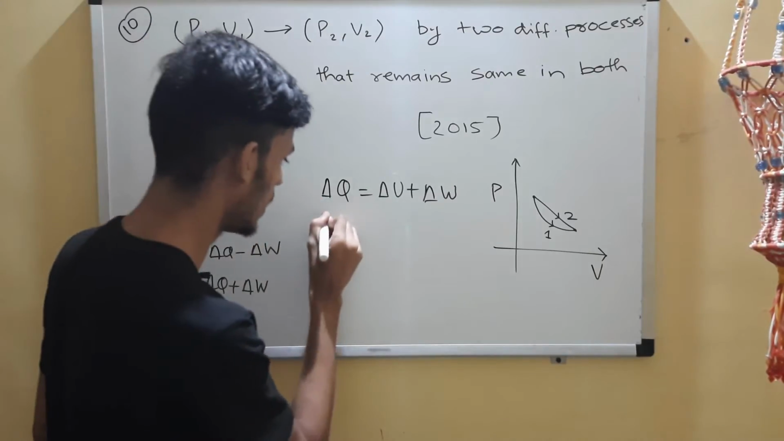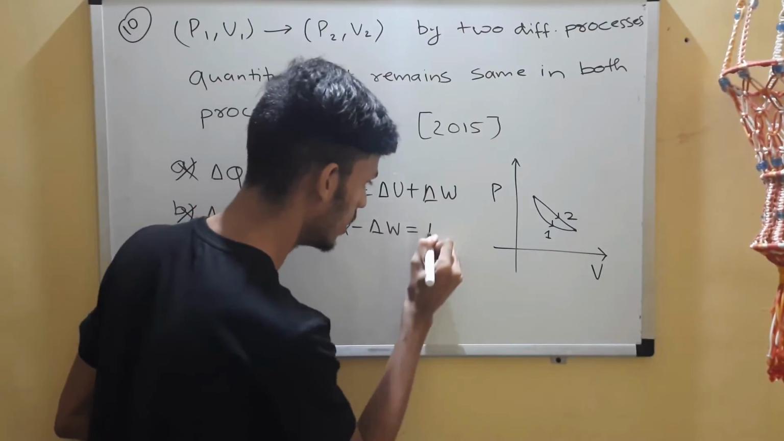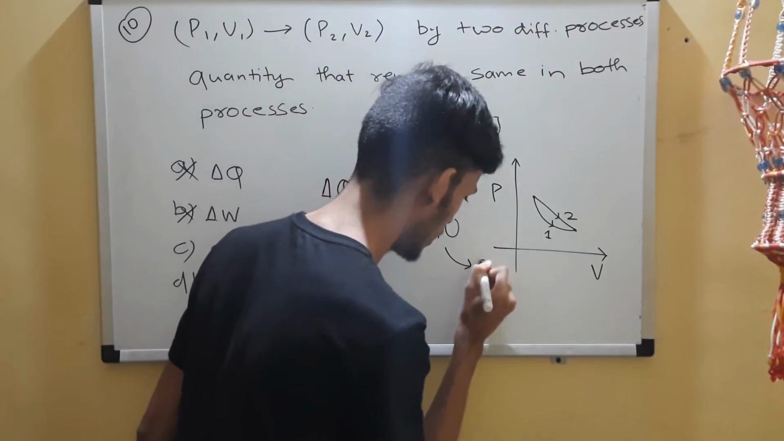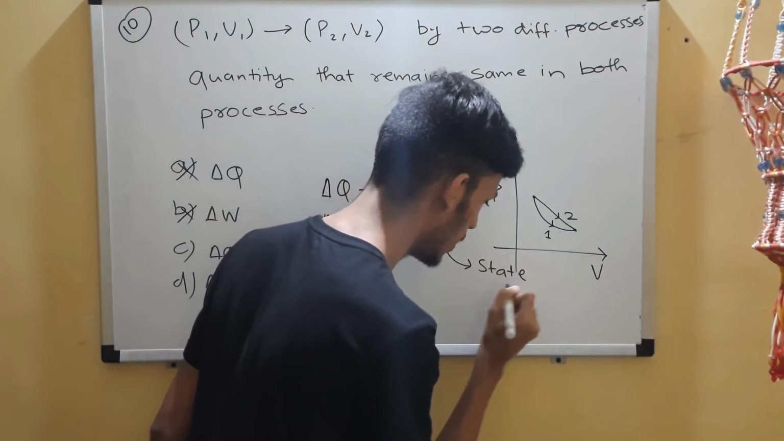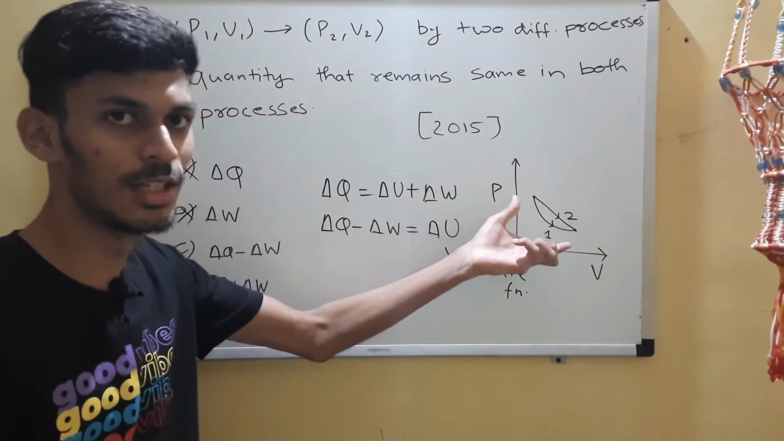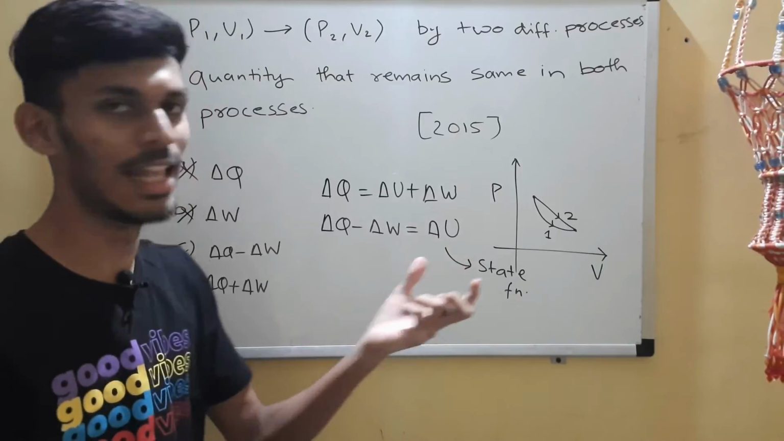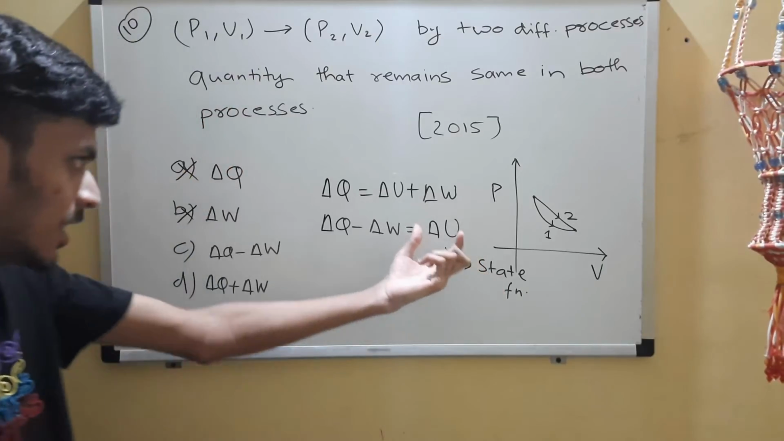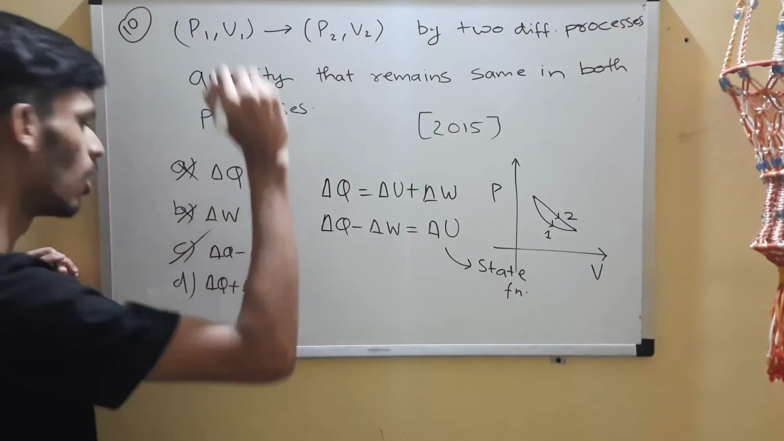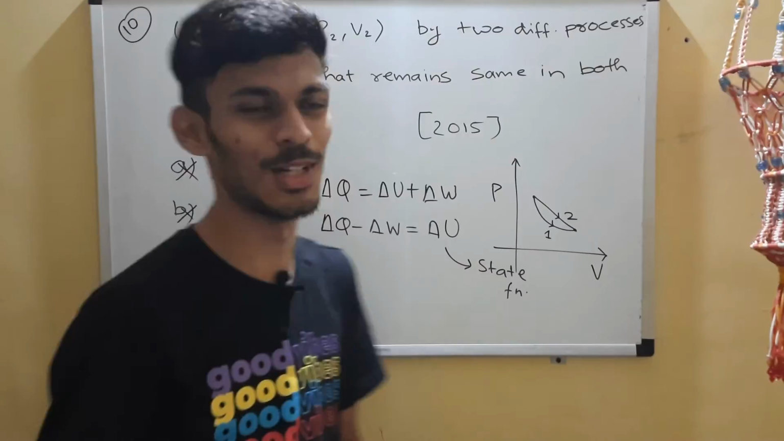Okay, so here you can see that delta Q minus delta W is equal to delta U. So this is a state function, as I said, so it will only depend on the initial and the final value. For both of these processes, since the initial and final value are same, internal energy will be the same, and internal energy is nothing but delta Q minus delta W. Option C is the correct choice. Okay, let's move to the next question now.